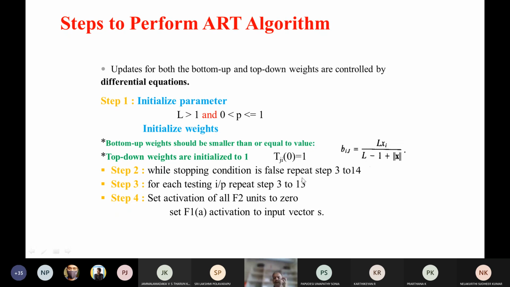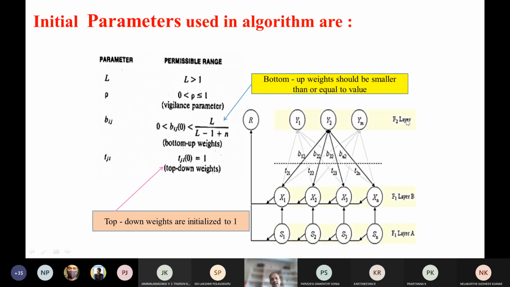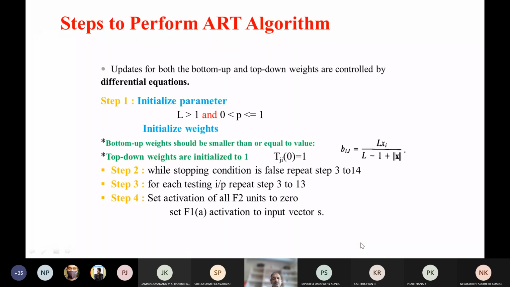Step number 2: while the stopping condition is false, I need to repeat steps 3 to 14. And what is step number 3? For each testing input, I need to repeat steps 3 to 13. So what is step number 4? I need to set the activation for all F2 units to 0, and set F1A, that is the input layer activation, to the input vector S. Why? Because F1A is nothing but S, as shown in the diagram. This is set to S, the inputs.